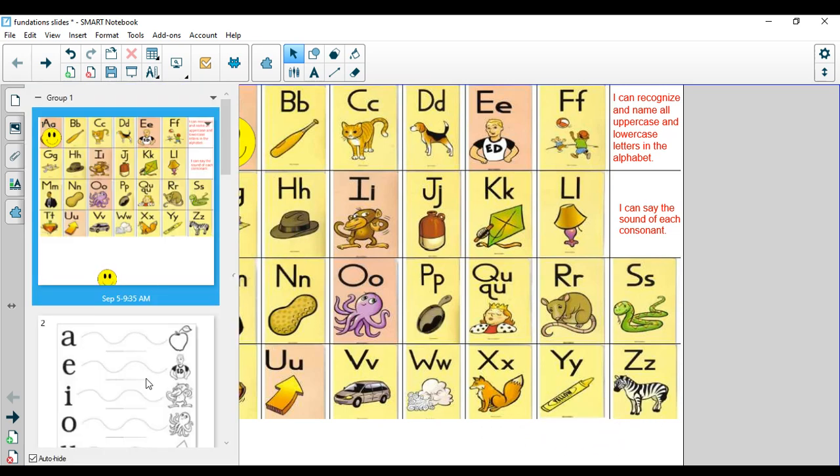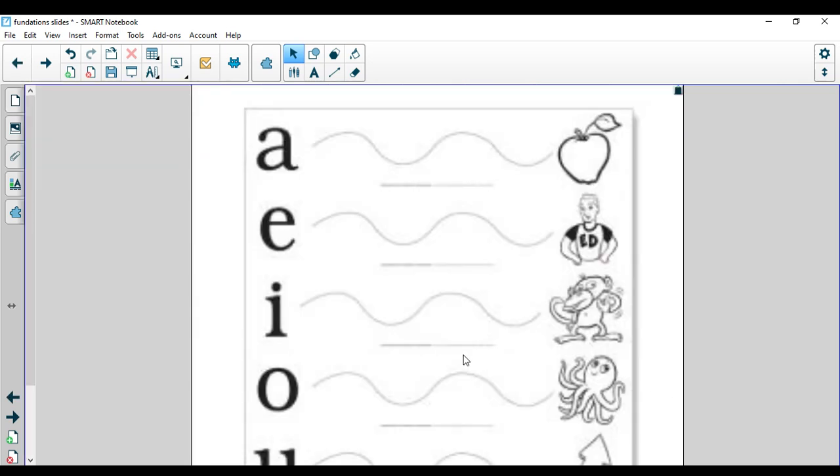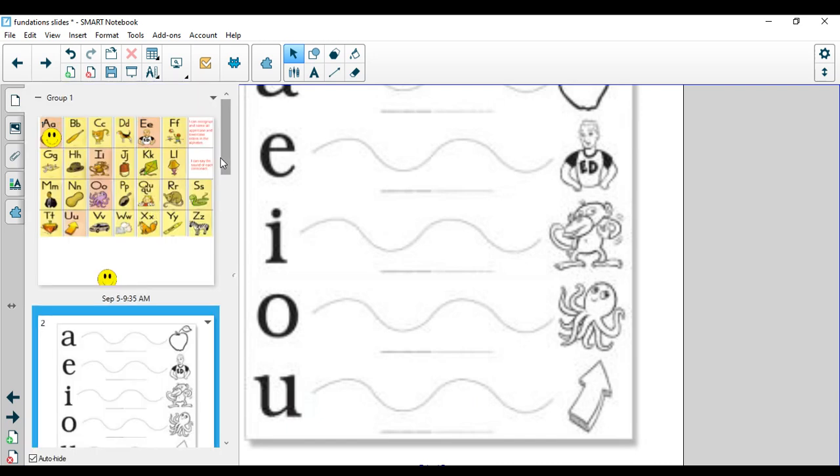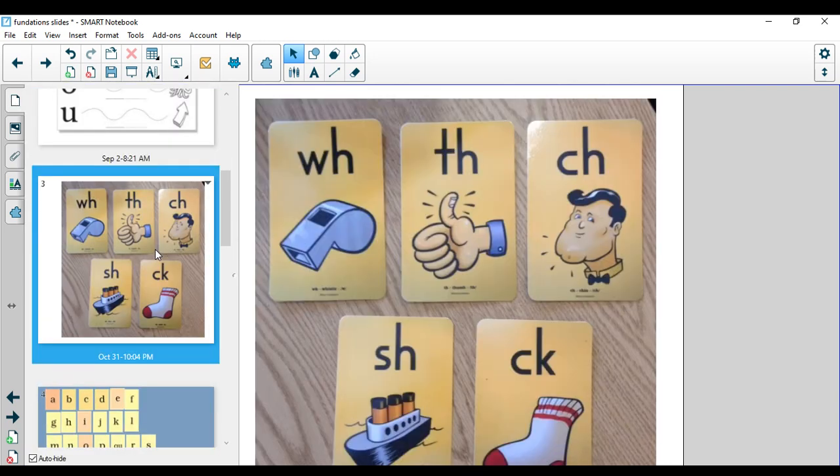Next, we're going to go ahead and stretch out those vowel sounds today. Here we go. A, apple, A. E, ed, E. I, itch, I. O, octopus, A. U, up, U.